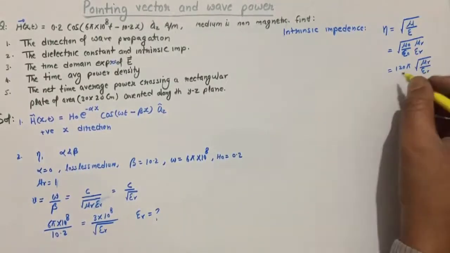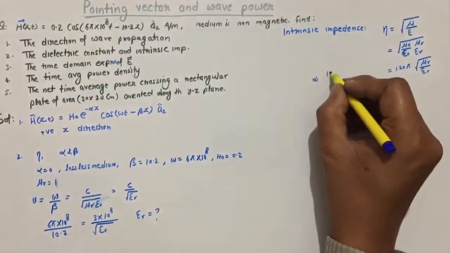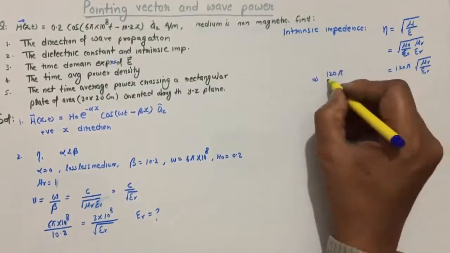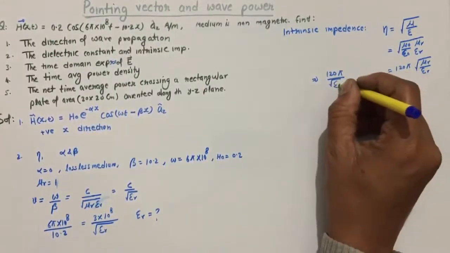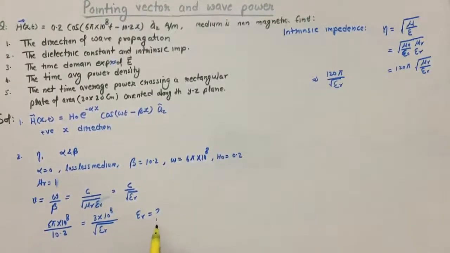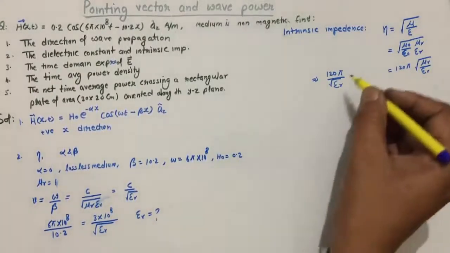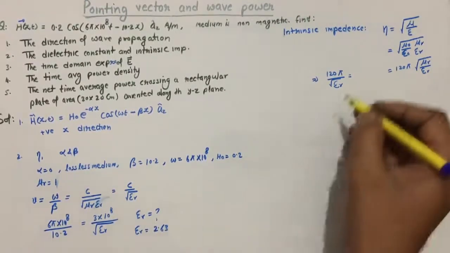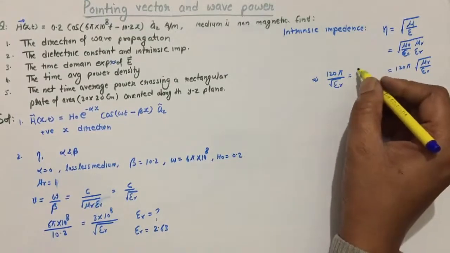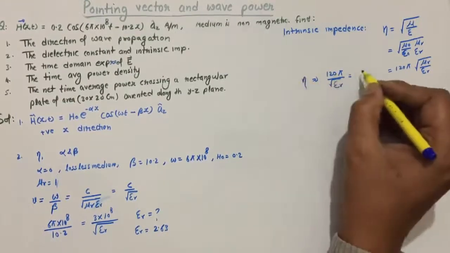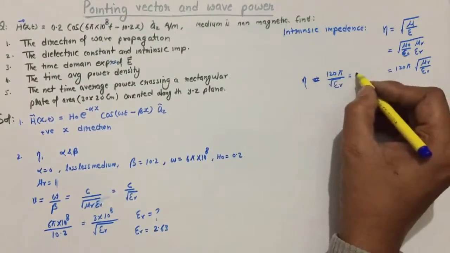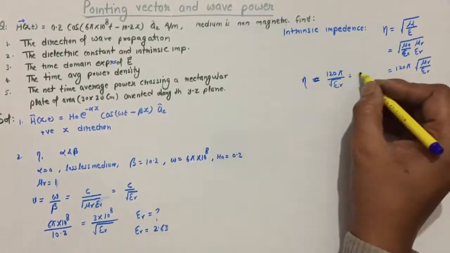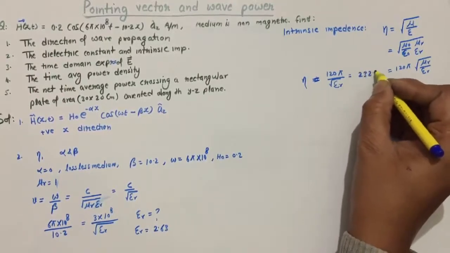This is 1, so we can find it is 120 pi divided by square root of epsilon r that we will get from here. So in this way it will give us intrinsic impedance. The value of epsilon r we can find 2.63 for the medium, and if we put this value here, then the intrinsic impedance will be 232.5 ohm.